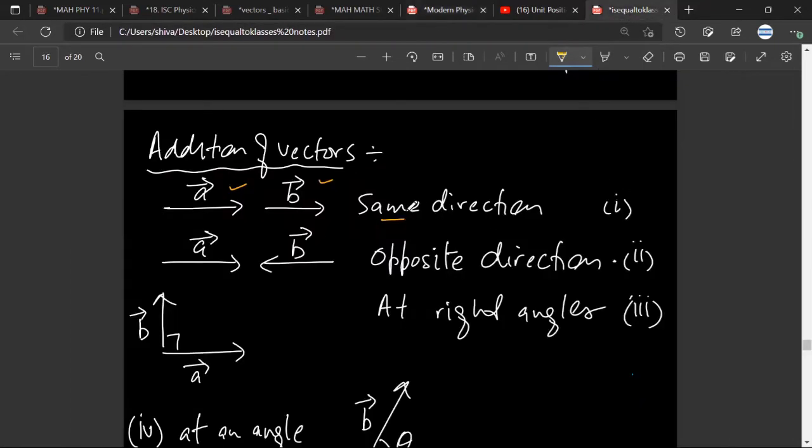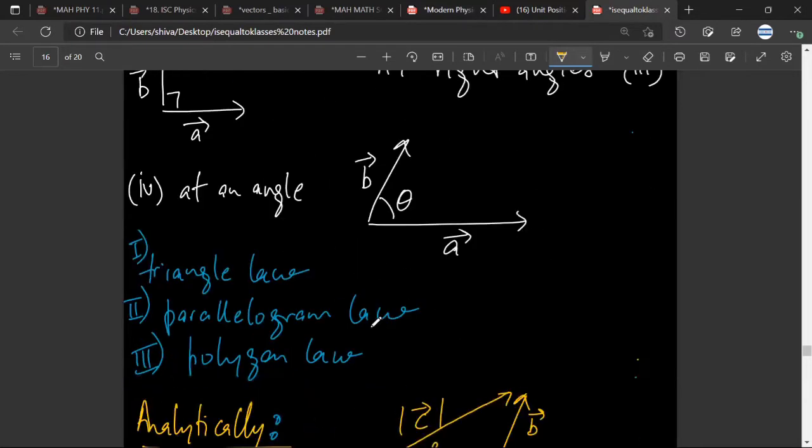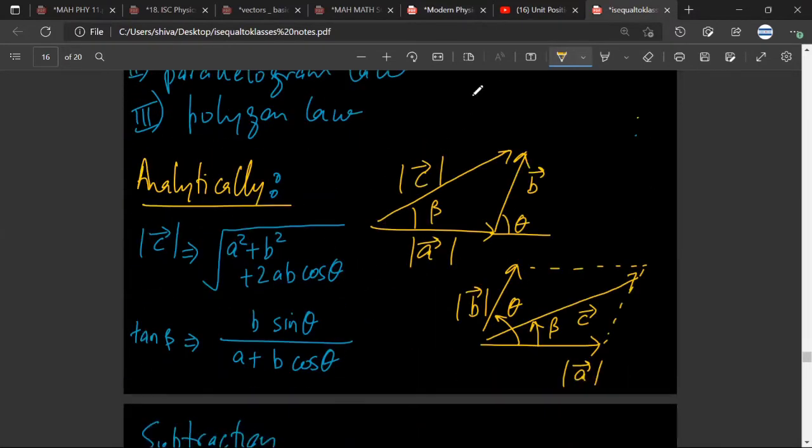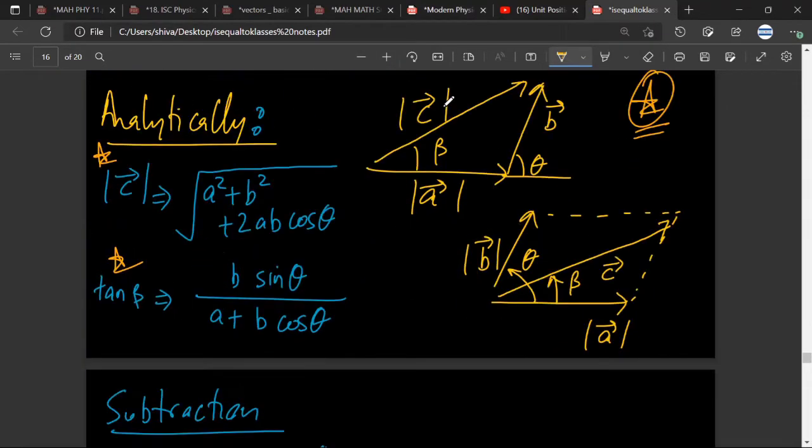So, addition of vectors: same direction, opposite direction, at right angle, at an angle, triangle law, parallelogram law, polygon law. Now the issue, and this is what is more important, is how to analytically find the length and the direction of the resultant vector. And these are the formulas that we need to learn. I think in one of the previous lectures we had discussed this. The formula is pretty simple.